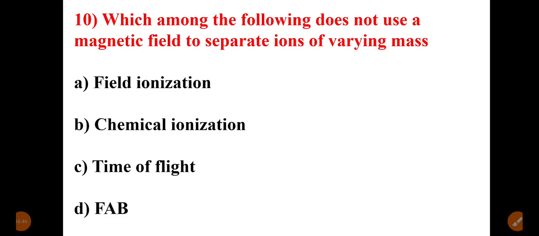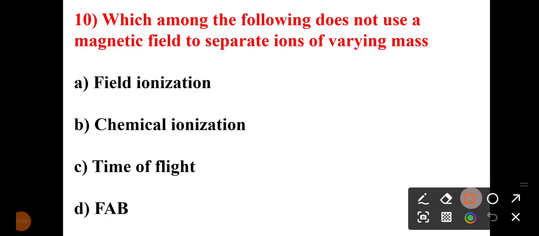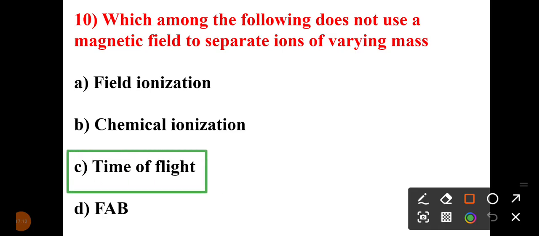Okay, next: which among the following does not use a magnetic field to separate ions of varying mass? The options are field ionization, chemical ionization, time of flight, and FAB, that is fast atom bombardment. So what is the correct answer here? That is nothing but time of flight.